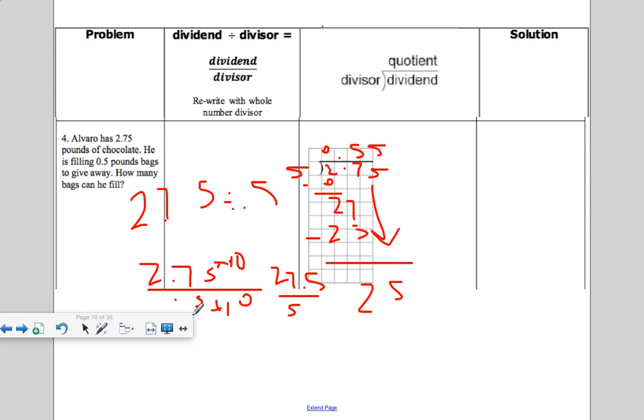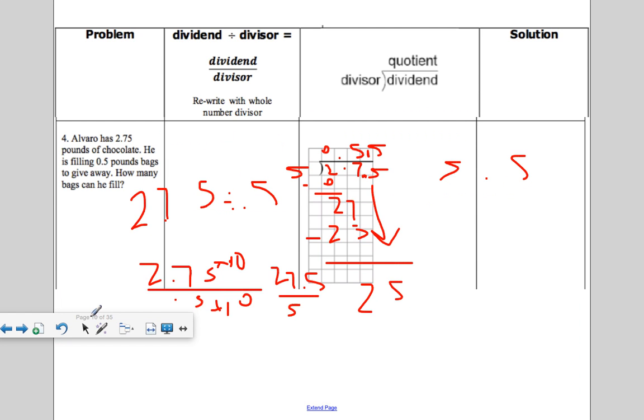Wait. Oh, let's go back here. What do you see in this fractional form? 27.5 broken down into 5 groups. I put the decimal in the wrong spot. So it should go right here, 27.5, line it up. That's why I try to be neat using these squares. So how many bags can you fill? You can fill 5.5 bags of chocolate. If you put 0.5 pounds in each bag, they can do up to 5.5 bags.